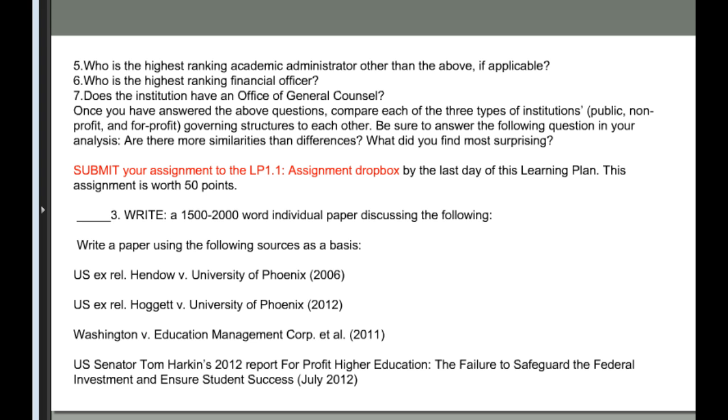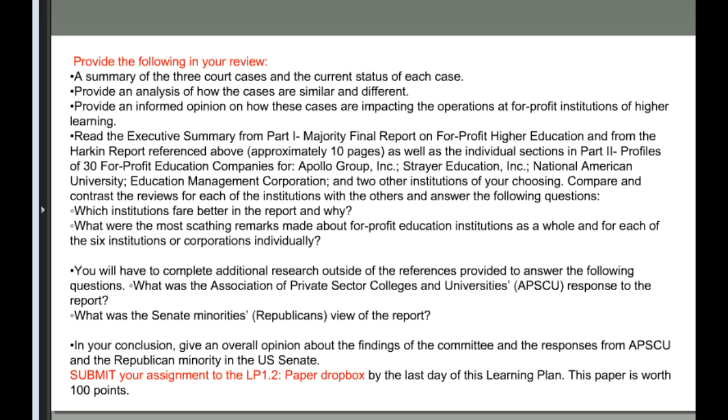And then the other case is Washington versus Education Management Corp. And then we have the Senate report, U.S. Senator Tom Harkin's report, For-Profit Higher Education: The Failure to Safeguard the Federal Investment and Ensure Student Success. Those are going to form the basis of your paper.